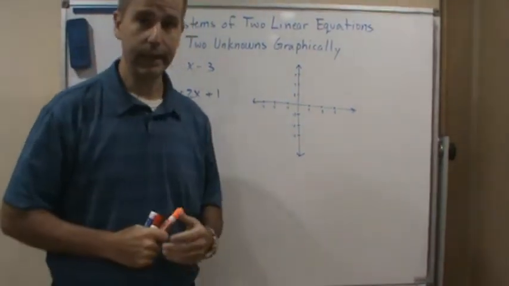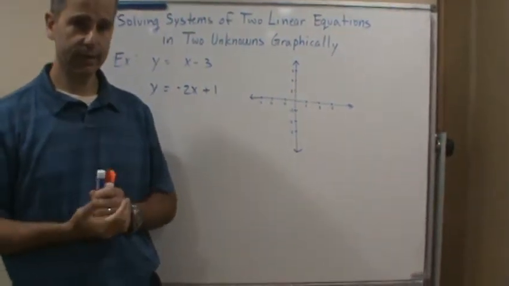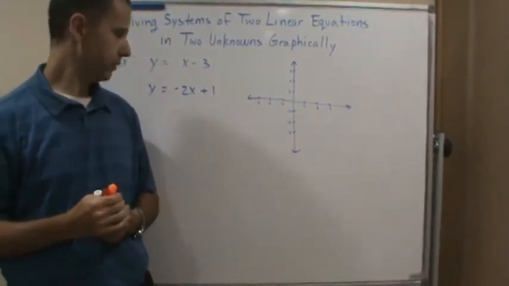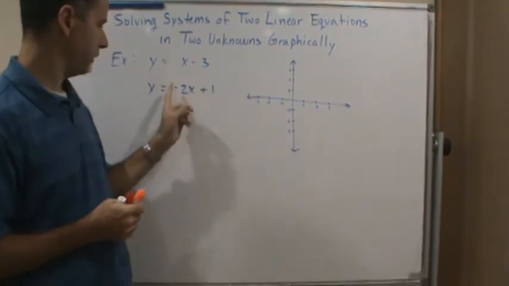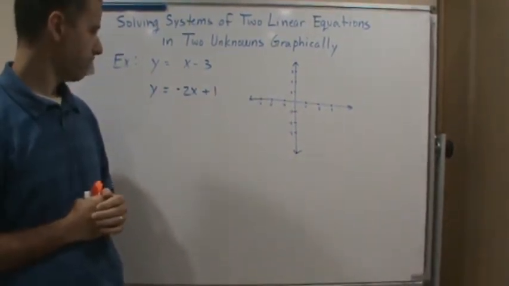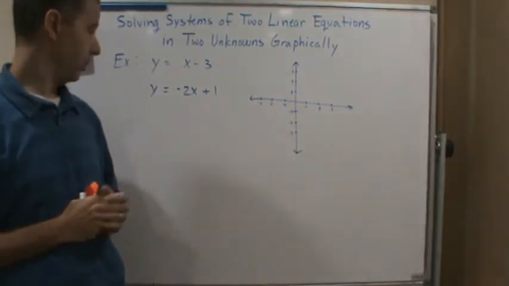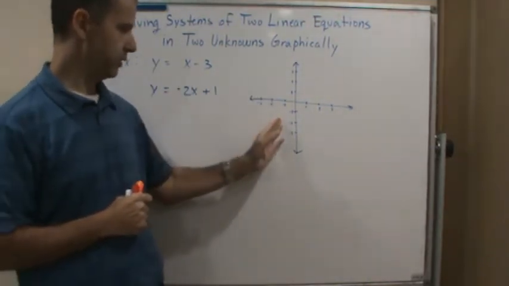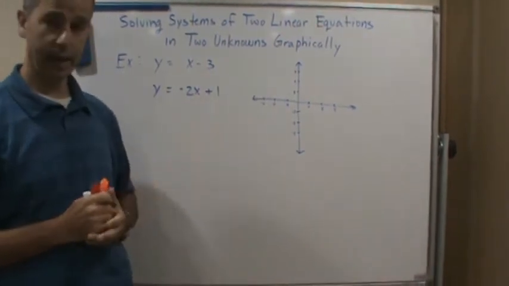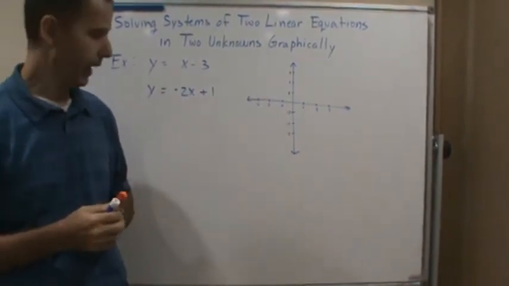Okay, so welcome. What we're going to do in this example is plot both of these equations. The idea is we want to solve a system of two equations with two unknowns, and we're going to do it graphically. So I'm going to graph both of these equations on the graph here, and then we're going to estimate and find out where they intersect.